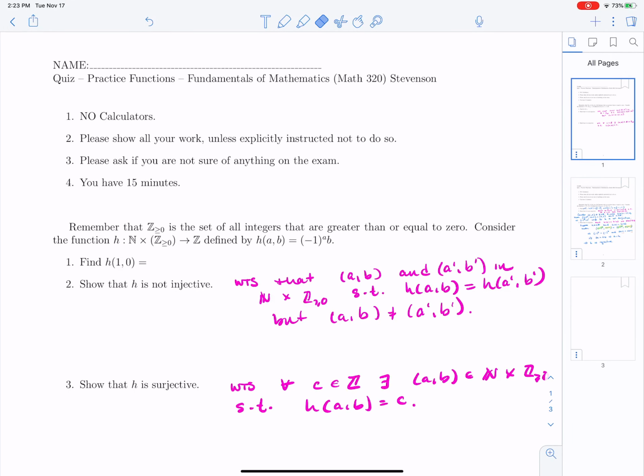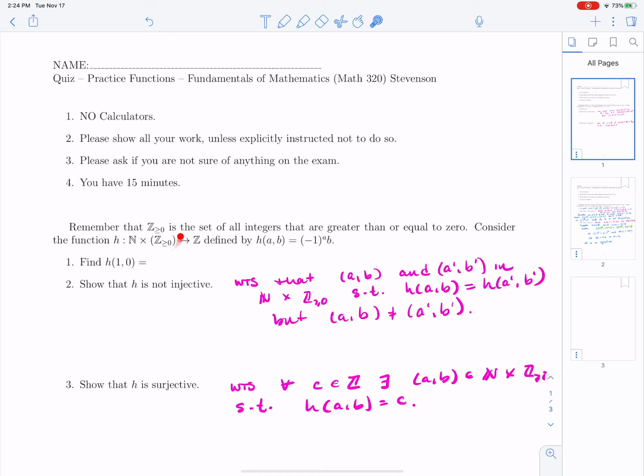Okay, so here is the first practice quiz that I gave you. I've filled in some of the definitions that we'll need for this. You don't need to write out these definitions, but you need to have them locked into your brain. So the first thing you have to do is take a deep breath and look at the function.